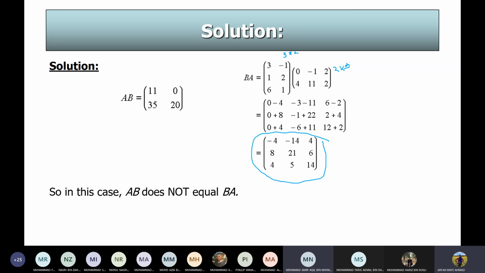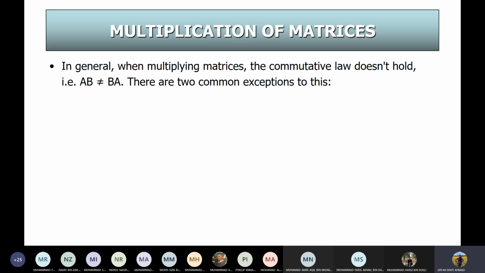Okay. So the next one, in general, when multiply matrices, the commutative law doesn't hold. Meaning that if you multiply two matrices A and B, it will not be the same as matrix B multiply with matrix A. So there are two common exception to this. Maksudnya syarat ni tidak terpakai atau terkecuali untuk identity matrix. Sebab identity matrix kalau kita ambil I darab A, dia akan sama dengan matrix A darab dengan matrix identity. So akan sama dengan A.